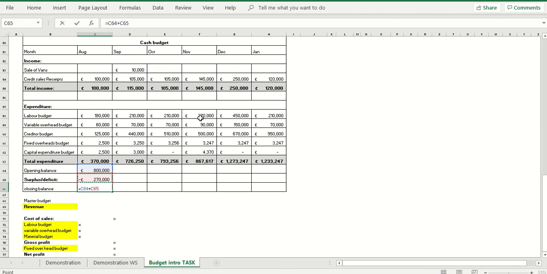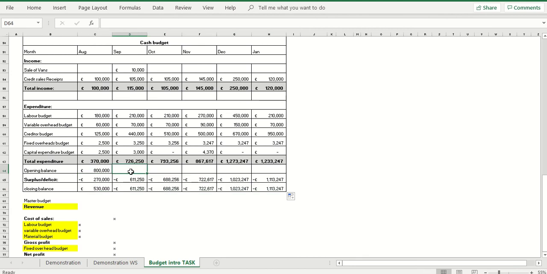And so our closing balance is equal to our opening balance plus our surplus or deficit. So what we are effectively saying is that we started out the month having £800,000 in the bank. We had a deficit as a result of that month's trading of £270,000. So our cash levels are going to reduce by £270,000 down to £530,000. And what we can then do is simply take these two and copy them along.